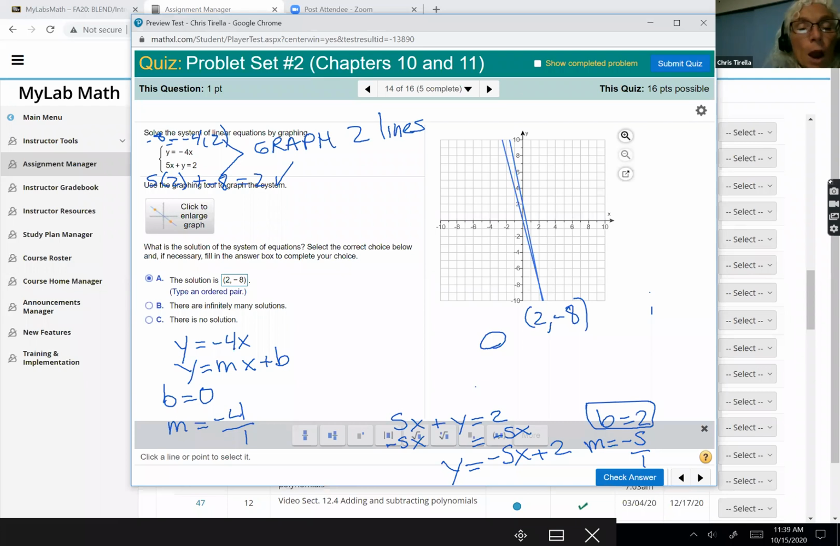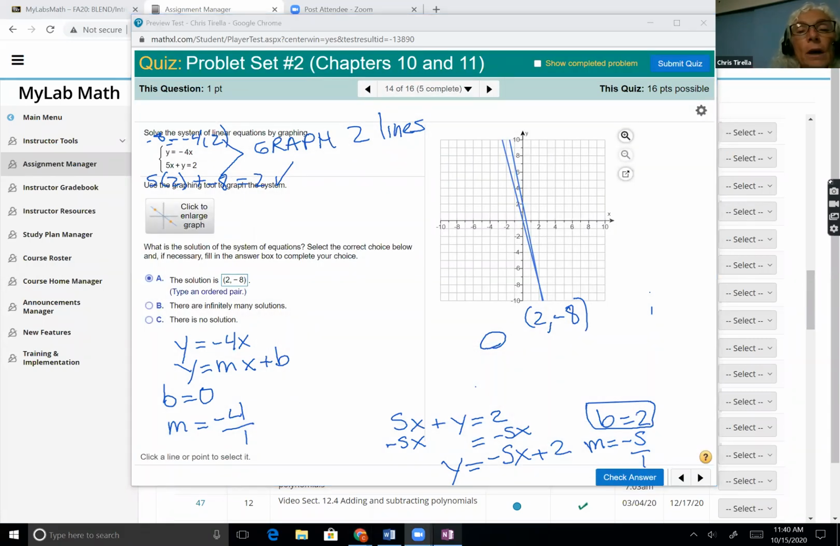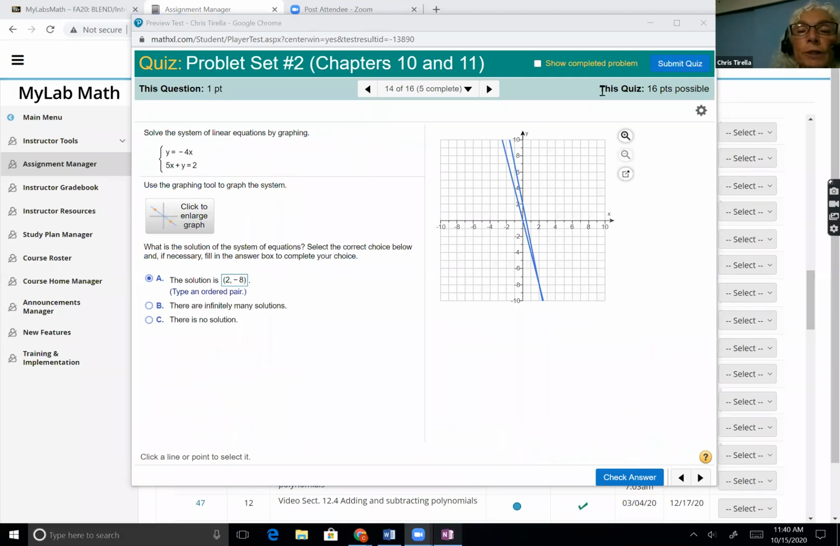Does everybody remember if the solution were infinitely many solutions, my 2 lines would have been the same line on top of each other. And if there was no solution, I would have had 2 parallel lines. And so, yay, we got it. Thank you, folks, for helping me find the error in my ways. Let's clear this. And I think we've got 2 more questions.